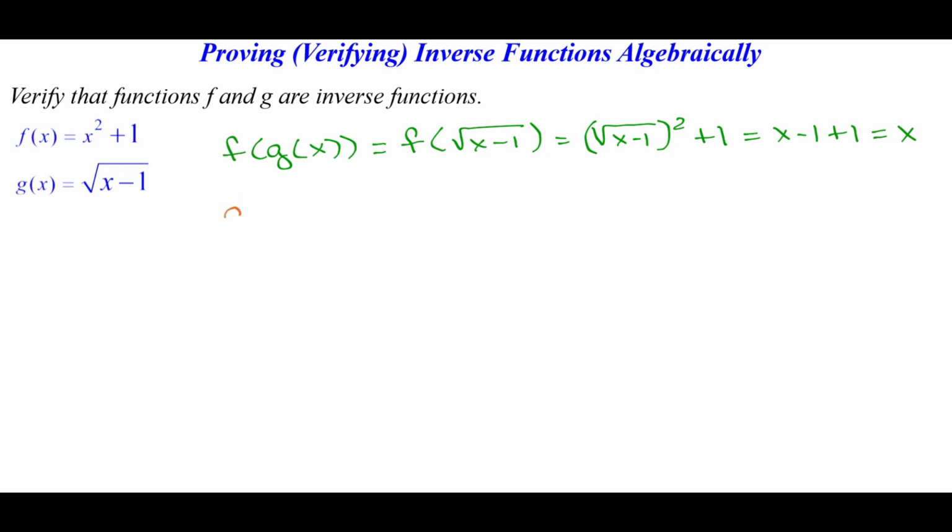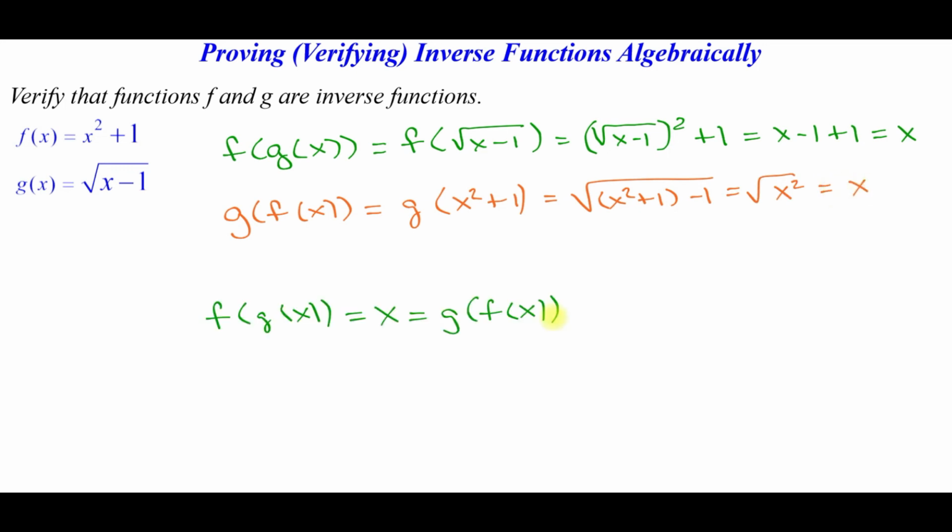Doing the composition the other way, we get g of f of x, which gives us g of x squared plus 1, which is going to give us the square root of x squared plus 1 minus 1, which will give us the square root of x squared, which is x. So again, we get f of g of x is equal to x, which is equal to g of f of x. Therefore, f and g are inverse functions.